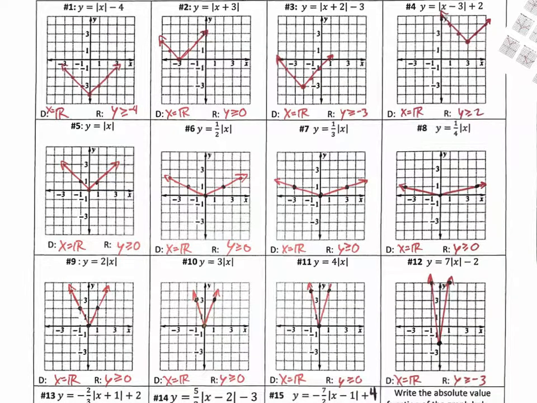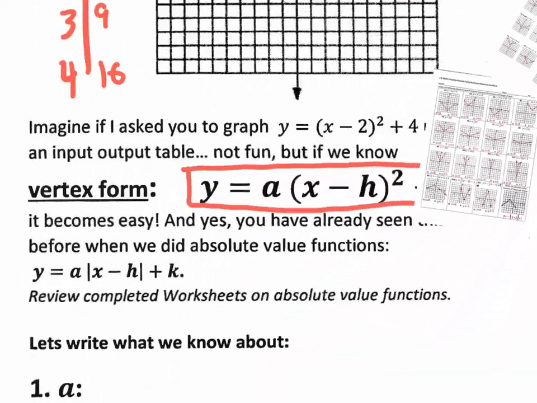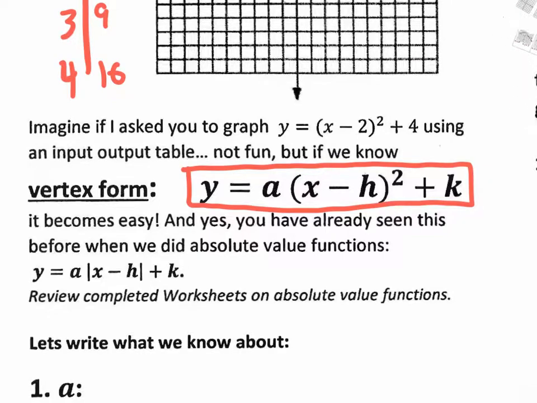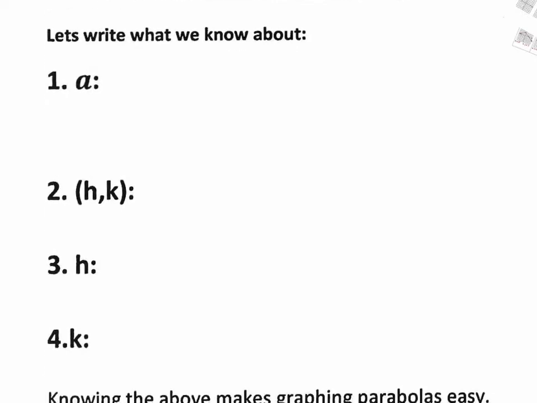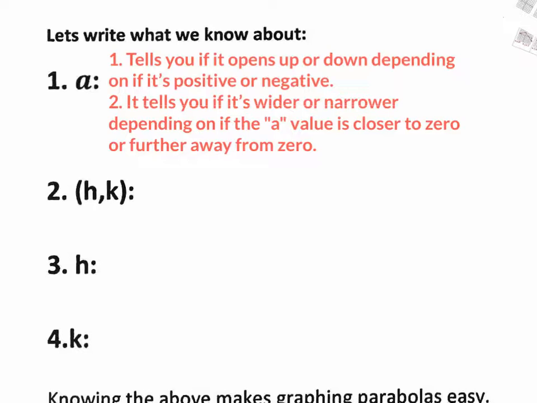Okay, so let's go back to our notes, because a parabola works exactly the same as what we just did right there. The A, the H, and the K, it all tells you the same thing. So what did the A tell us? It tells us 2 things. If it opens up or down, depending on if it's positive or negative. And it also tells us if it's wider or narrower, depending on if the A value is closer to 0 or further away from 0.